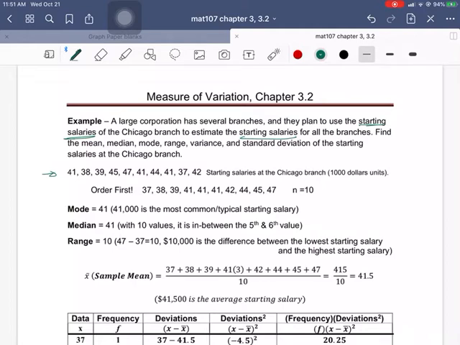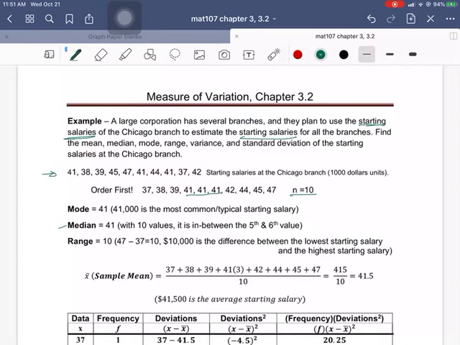These are starting salaries at the Chicago branch in $1,000 units. So somebody makes $41,000 for their starting salary. Okay. So I ordered them, because I was asked for the median, and I counted them up, and there's my 10, okay? So if you notice here, the most repeated is the 41. So 41 is the mode, or 41,000 is the most common or typical starting salary at this Chicago branch.